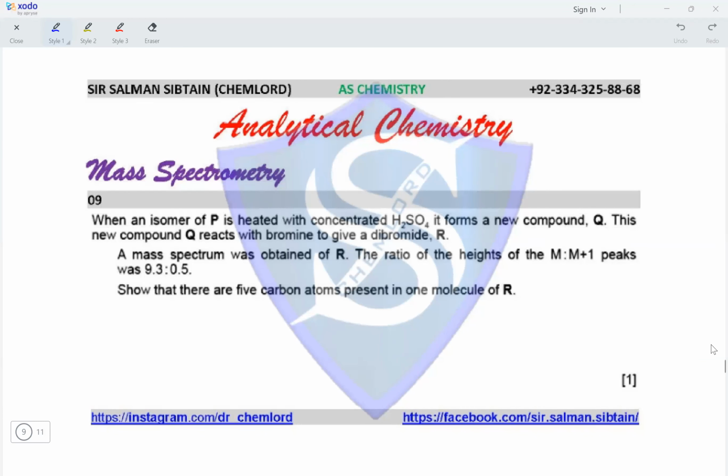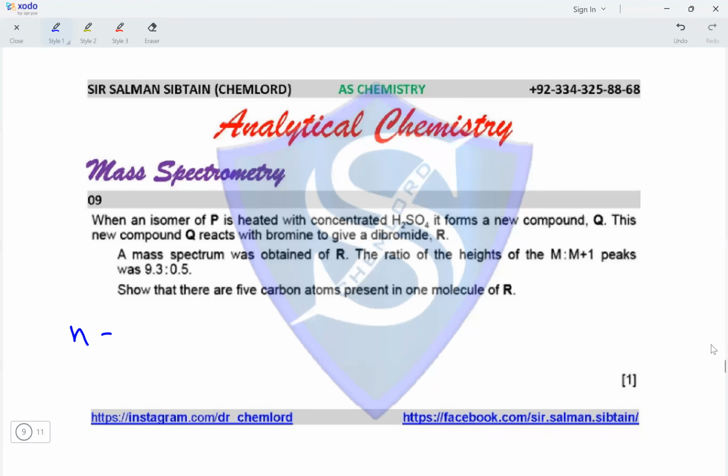Question 9. When an isomer of P is heated with concentrated H2SO4, it forms a new compound Q. This new compound Q reacts with bromine to give a dibromide R. A mass spectrum was obtained of R. The ratio of the heights of M and M plus 1 peaks was 9.3 to 0.5. Show that there are 5 carbon atoms present in one molecule of R.